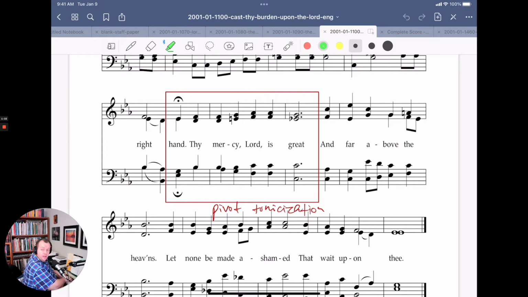And then, thy mercy, Lord, is great. Okay, that's a cadence in C minor. We get this C minor, and it feels like we've landed, like we've arrived in C minor. And then he goes on and does some other things. But is this an actual modulation?